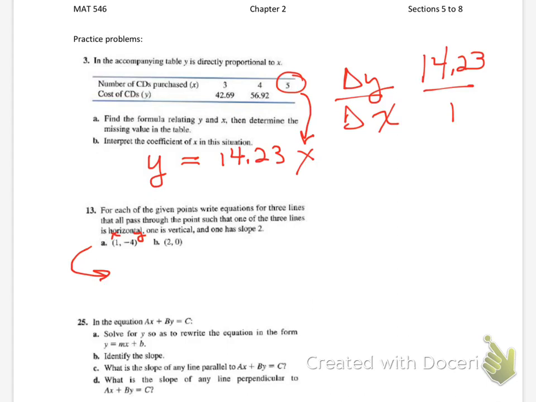If you want a vertical line, well, we'll do horizontal first. Horizontal will be y equals -4. Vertical will be x equals 1. And one that has a slope of 2, you can put it in point slope form and say y plus 4 equals 2 times x minus 1, and you should be able to do another one with 2 and 0. 2 and 0, that's a nice one because they're easy numbers to work with. So that's A. See if you can do B on your own.